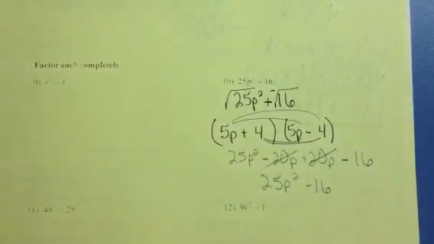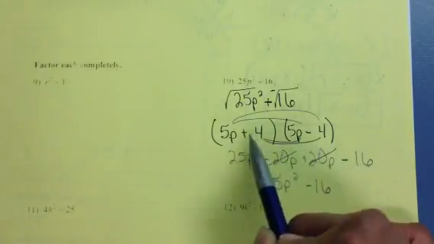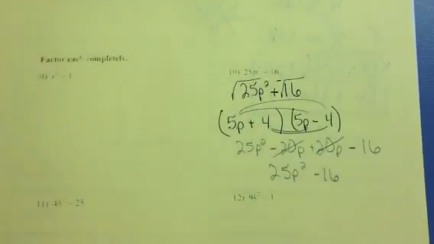And these are all that way. These are all a difference of squares. So you should be looking for perfect square roots that go in your parentheses, 1 addition and 1 subtraction. So that's the first part.